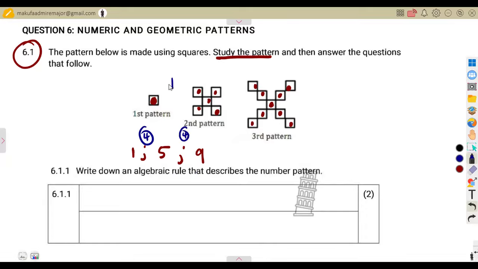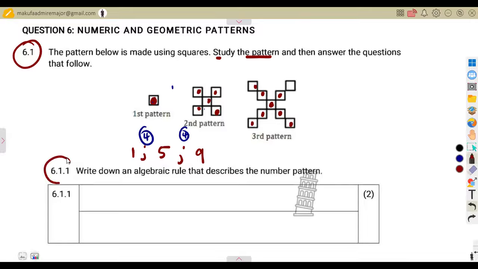So it means I was simply adding a 4 from one pattern to another. 1 plus 4 is 5. To this 5 we add a 4 and get 9. From these 9, if we add a 4, 9 plus 4, we are going to have 13 squares. That was not part of the question, we are just studying. Remember, they said study, so you're supposed to analyze up to that extent.